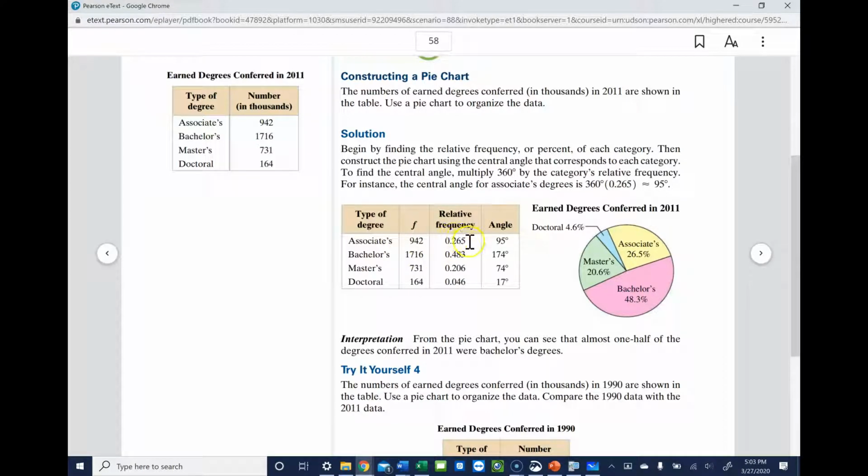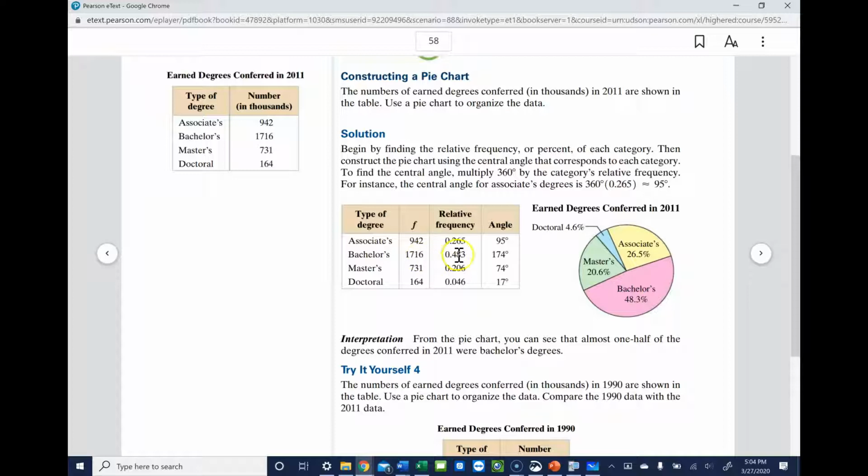How do you get this relative frequency right here? Well, this is 942 out of what? You have to add all these frequencies up to know how many there are. Whatever total you get, you say 942 divided by that total. That gives you the percent, or the decimal here, which is 0.265 or 26.5%.